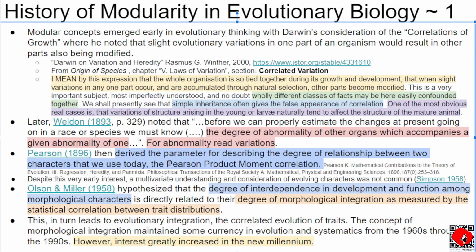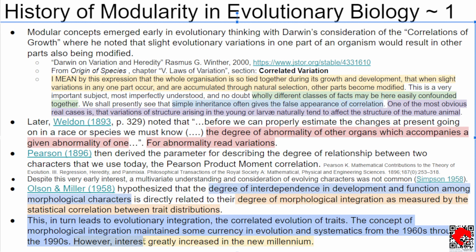This in turn leads to evolutionary integration, the correlated evolution of traits. The concept of morphological integration maintained some currency in evolution and systematics from the 1960s through the 1990s. However, interest greatly increased in the new millennium. So there's more of a perspective on integrated modeling and approaches in biology, leading towards the 2000s.